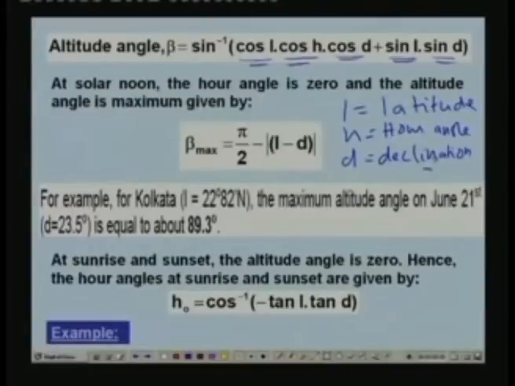Okay. So, you can see that the altitude angle is simply related to the basic solar angles of latitude, hour angle and declination. That means the altitude angle depends upon the day of the year, time of the day and the location of the point.